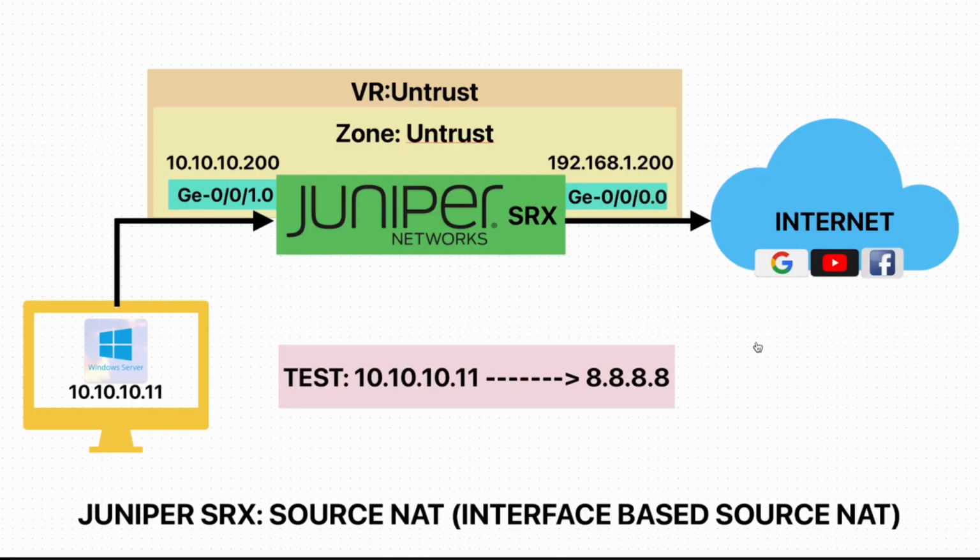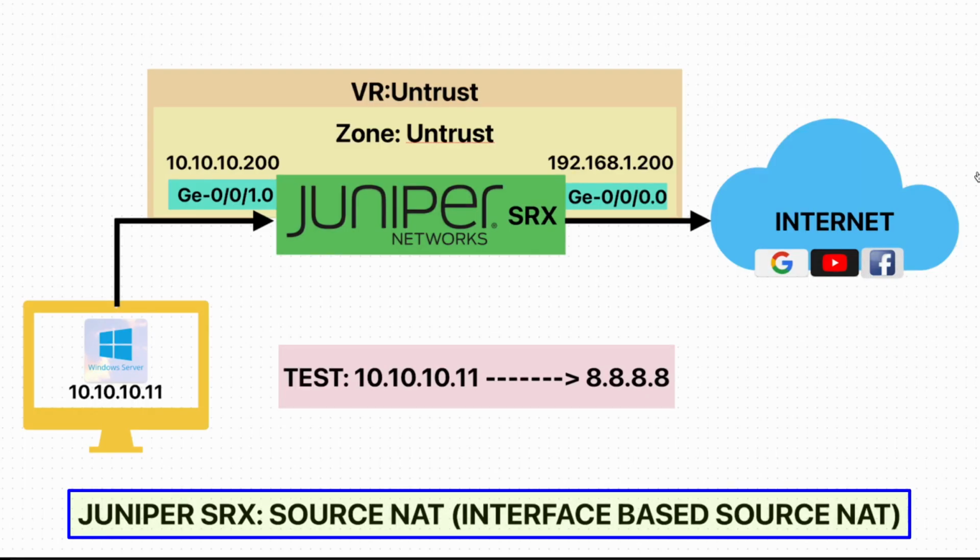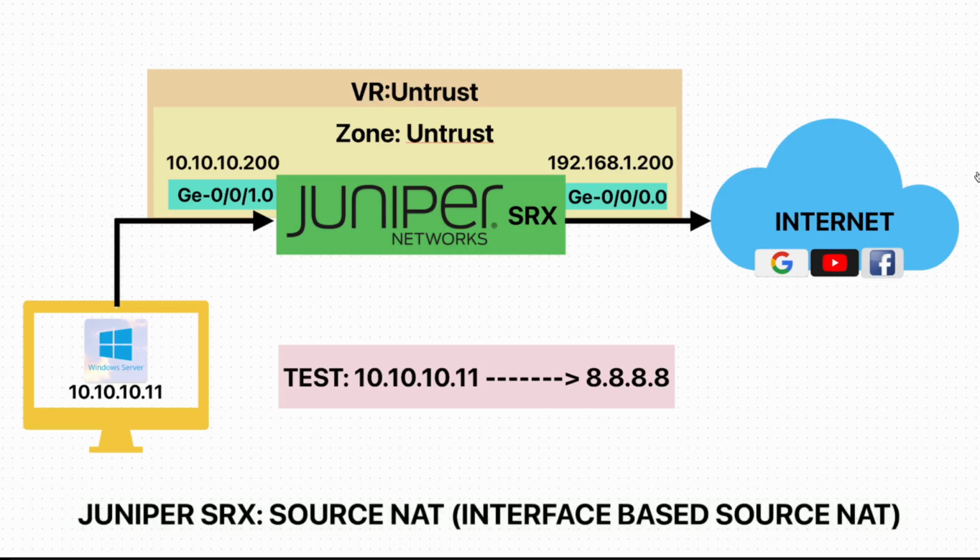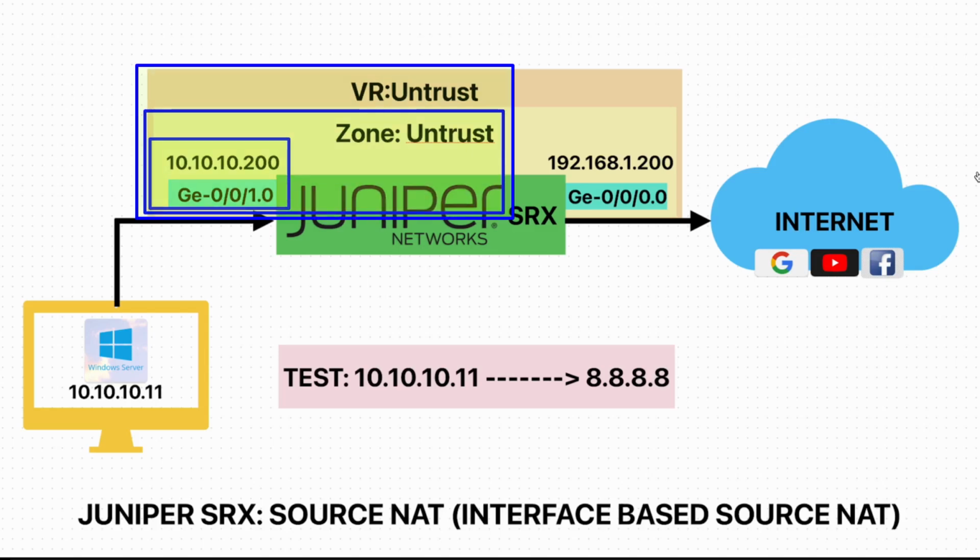In this tutorial, we'll see how to configure source NAT on a Juniper SRX device using an IP configured on an external interface. You can also call it interface-based NAT. On my screen is a simple network topology where you have the client machine, a Windows machine, having an IP 10.10.10.11 connected to the Juniper SRX device on port GE0/0/1.0, having an IP 10.10.10.200, which belongs to untrust zone and untrust VR.